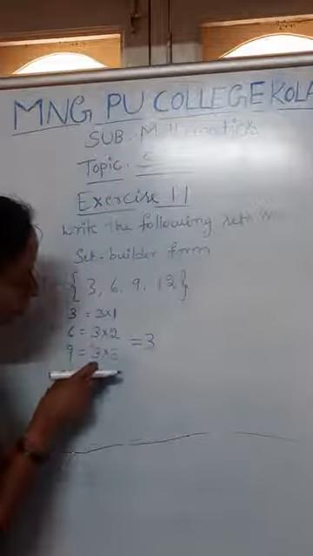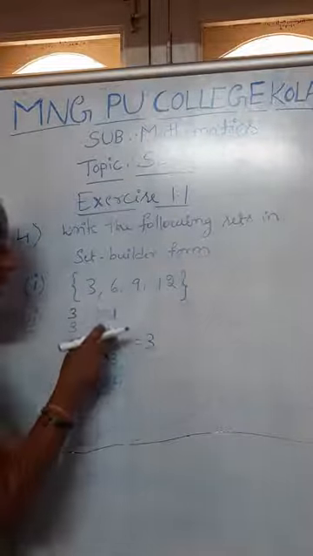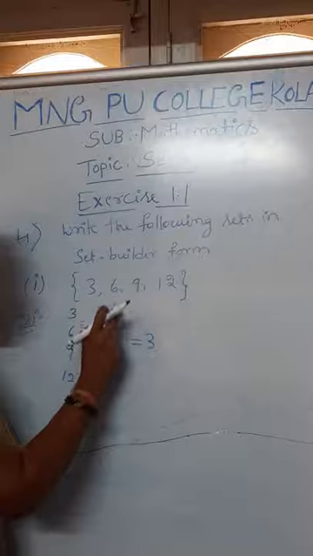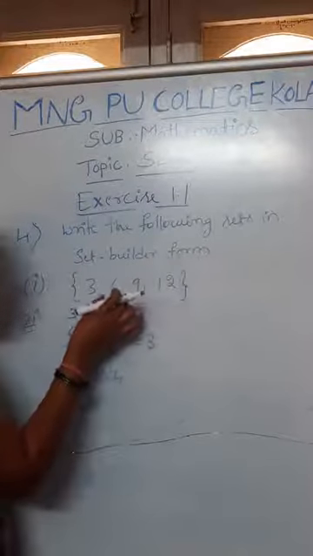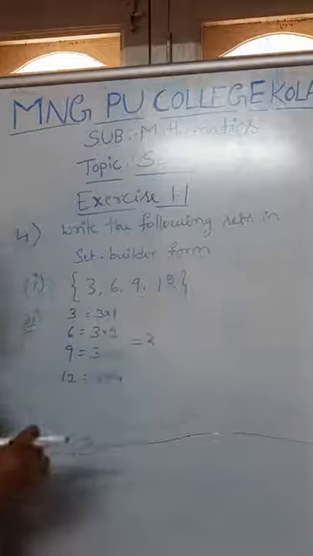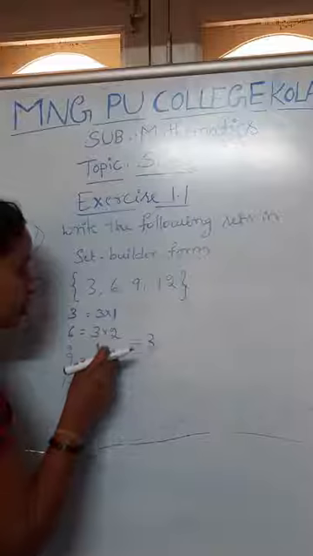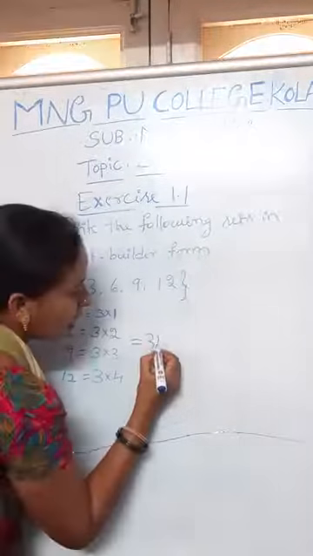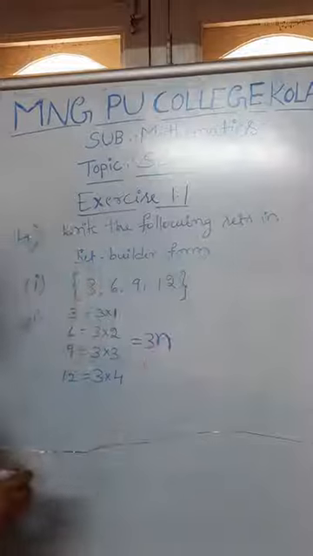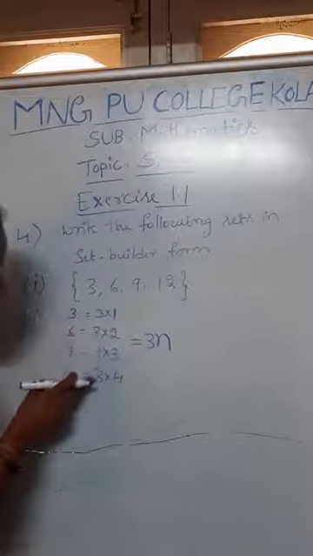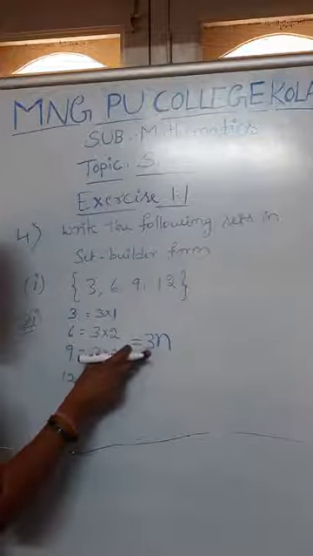1, 2, 3, 4. What are these? Natural numbers. These are included in the set. Already I told you the elements of a set are denoted by small alphabet letters. So this natural number can be written with the notation n, because 3 is the common element. I write the common term as it is, 3.